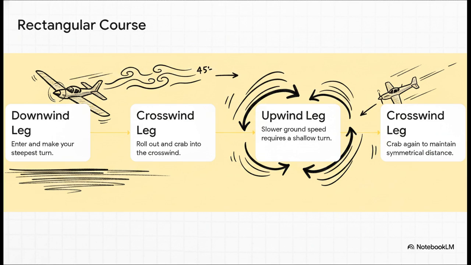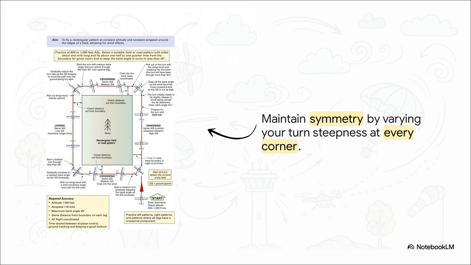Then you roll out, crab into the crosswind, and turn upwind. Now, heading into the wind, everything just slows down. You have time to catch your breath. Your ground speed is super low, so your turn here must be very shallow. Let's look at the whole pattern put together.